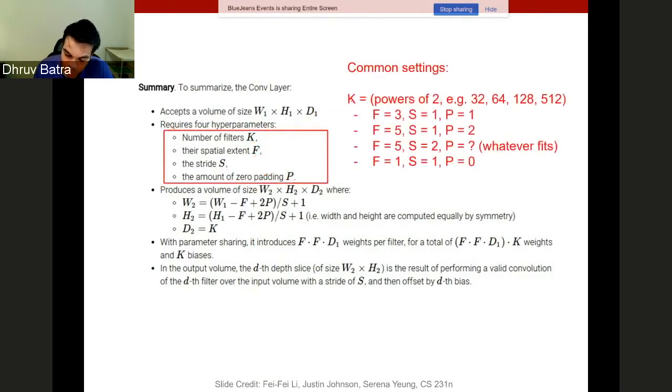And some common choices for K, which is the number of filters. It's in powers of 2, but really it's about how many neurons do you want in a fully connected layer, for example? This is a similar question. How many channels do you want as the output? And it's very common to have 3 by 3, 5 by 5 filters.